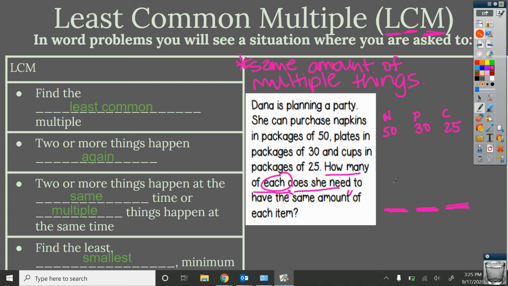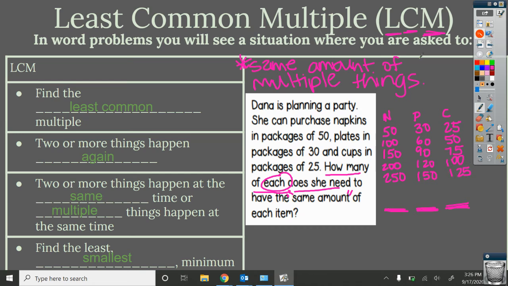So I'm going to start with 50, and I'm going to go 50, 100, 150, 200, 250. 1, 2, 3, 4, 5. Now I'm going to do 30. 30, 60, 90, 120, 150. 1, 2, 3, 4, 5. Then 25, 50, 75, 100, 125. 1, 2, 3, 4, 5.